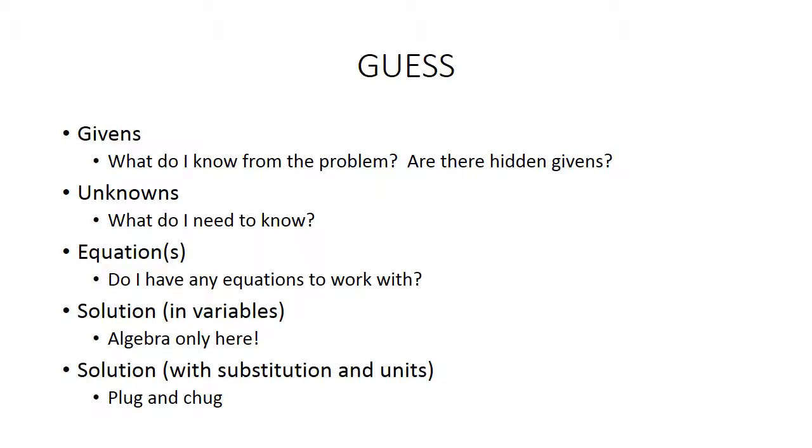Unknowns. What do I need to know? This one's usually the variable you're solving for if it's in math. Equation or equations. This is where you'll take your givens and your unknowns, and you look for the one that has the truth, the whole truth, and nothing but the truth. I want an equation or a pair of equations that have the givens, the unknowns, and nothing else.